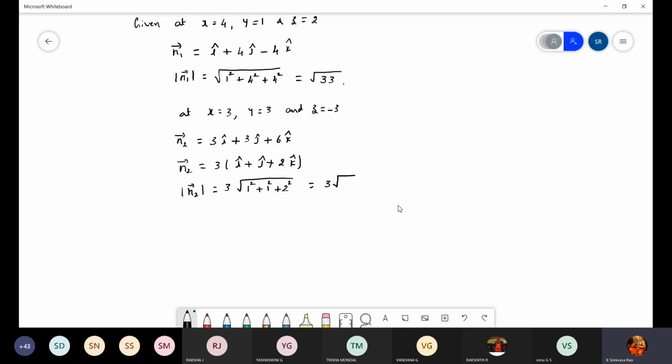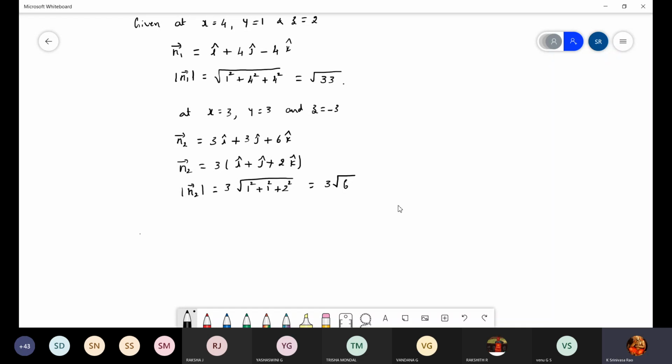Sorry, because I'm attaching this pad now, sometimes the network will go down, so there will be a disturbance. Now it is audible. Yes, sir. So now this is 3 into root of 4 plus 1 plus 1, that is 3 root 6. Is it right? Yes, this is n2.